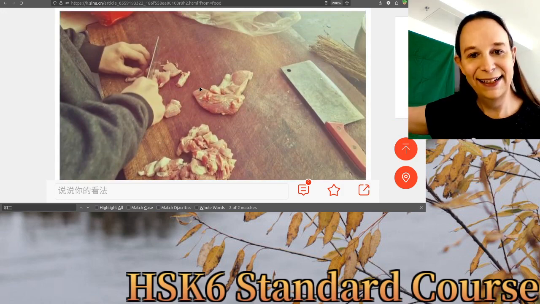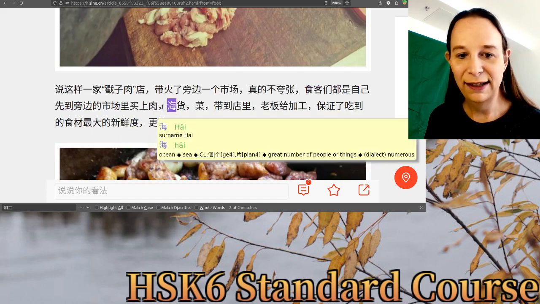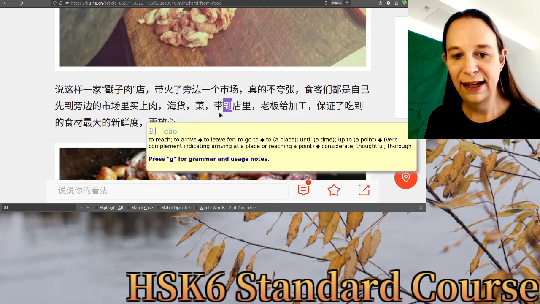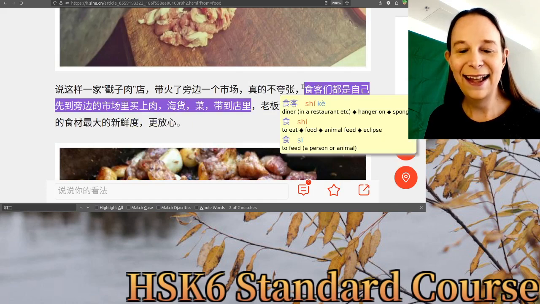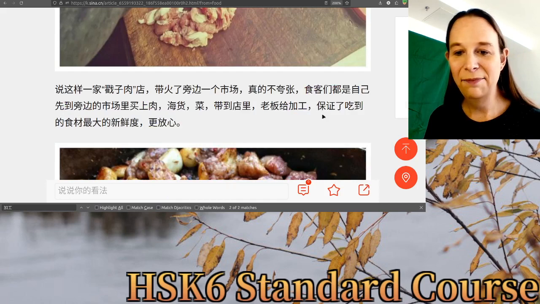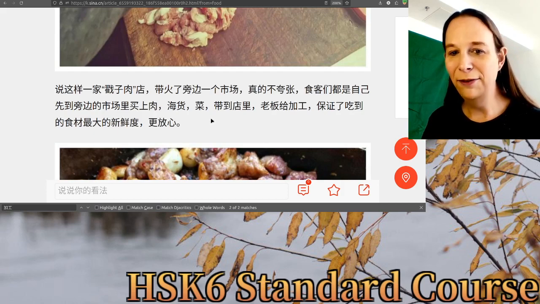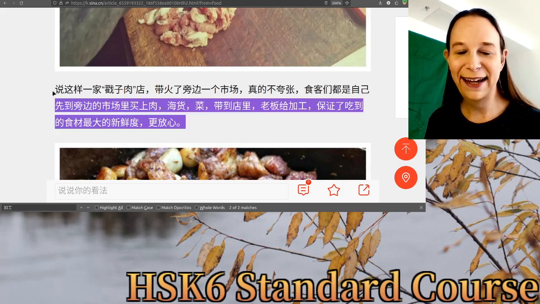So they go to the market next to the restaurant and buy the meat, 肉，海货菜带到店里。Yeah, so they go to the market next door, buy all the goods. 老板给加工。保证了吃到的食材最大的新鲜度，更方便。不是更放心，更放心。Yeah, so because you bought the food yourself, you feel confident about it. So yeah, that's it. That's the explanation.